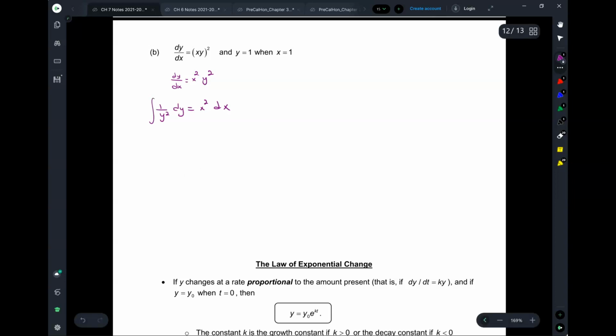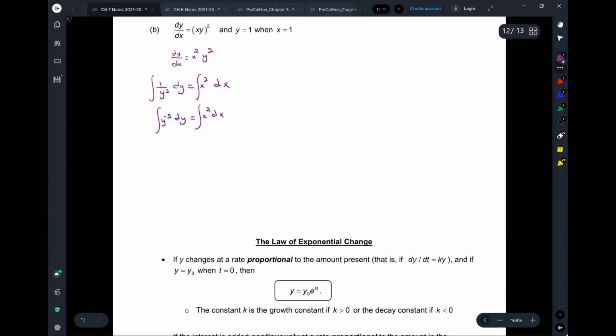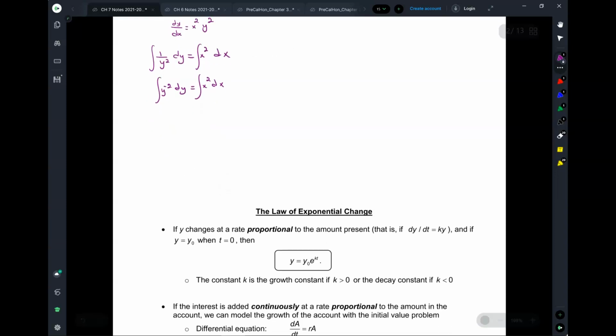Now, integrate. So basically what I have here is y to the minus 2 dy is equal to x squared dx. Same as what we were doing before from the worksheet, right? So this will be y to the minus 1, which is 1 over y with a negative. Don't forget to divide by that negative. Equals x cubed over 3 plus c.